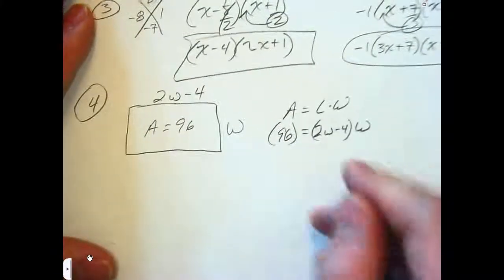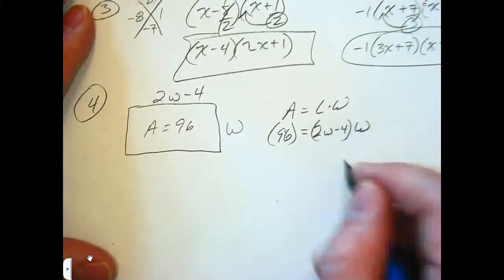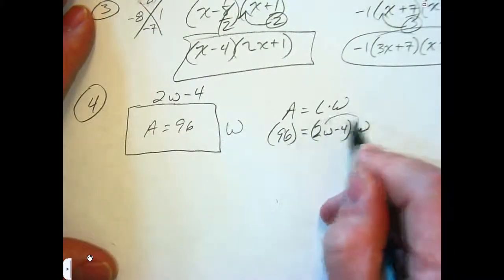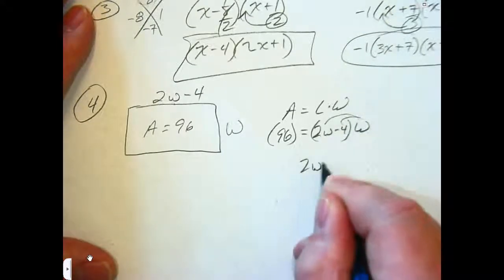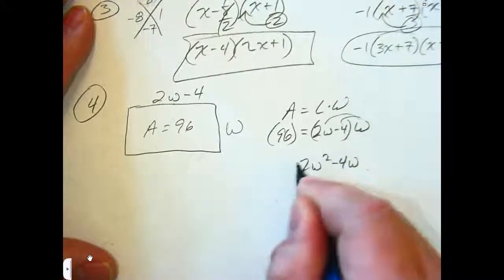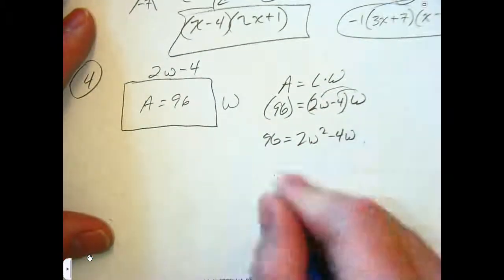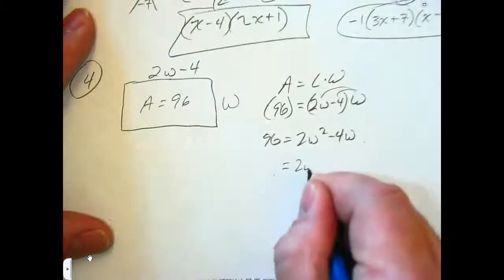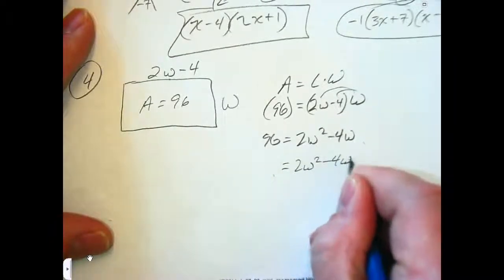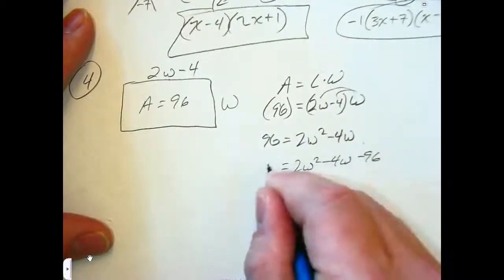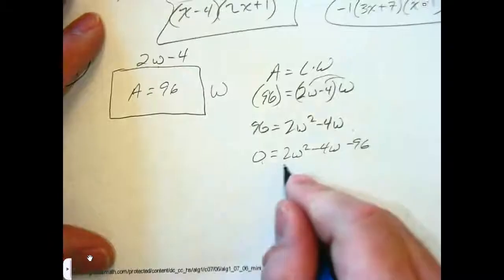You end up trying to find your width. You'd have to solve for w. The only way to do that is to multiply it out first. So we get 2w squared minus 4w equals 96. Then move your 96 over. So you get 2w squared minus 4w minus 96 equals 0. And then factor out that 2.